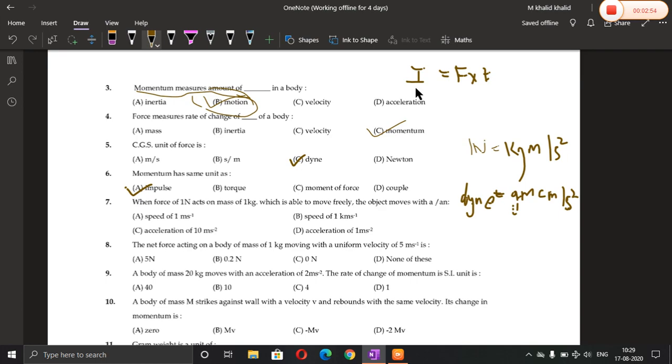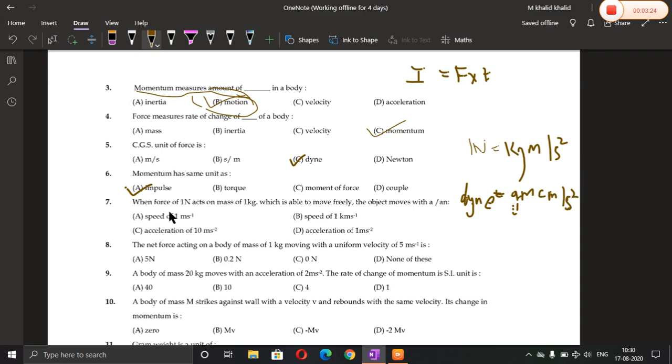Similarly, if a fielder catches a ball in a cricket match, then at that time what does he do? He lowers his hand, right? While catching the ball, he lowers his hand. Why does he do so? Because when he catches the ball, the amount of force may hurt his hands. So to lower the amount of impact, he increases the time period by lowering his hand. Okay, we will discuss it later.